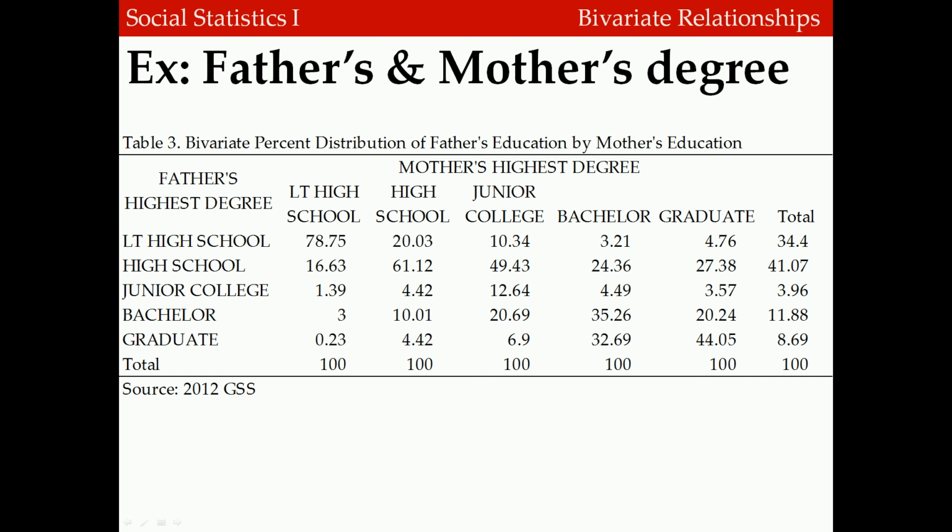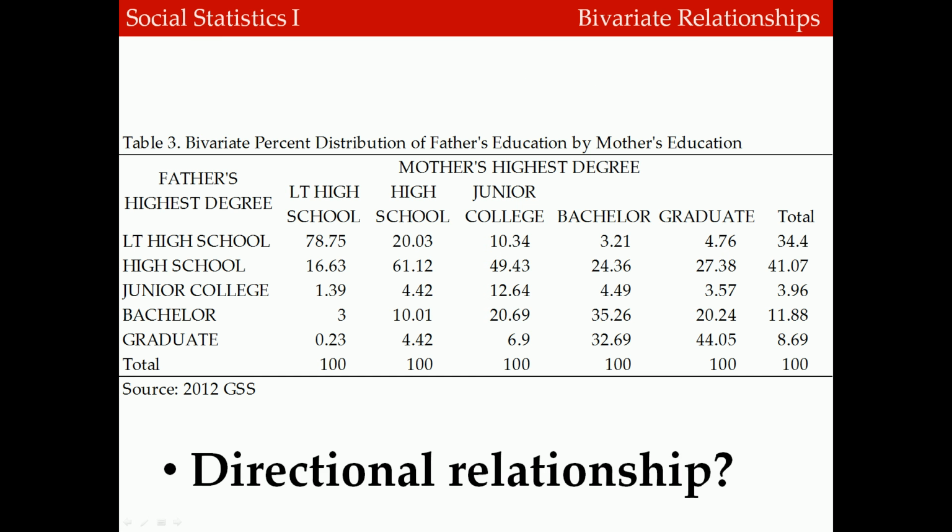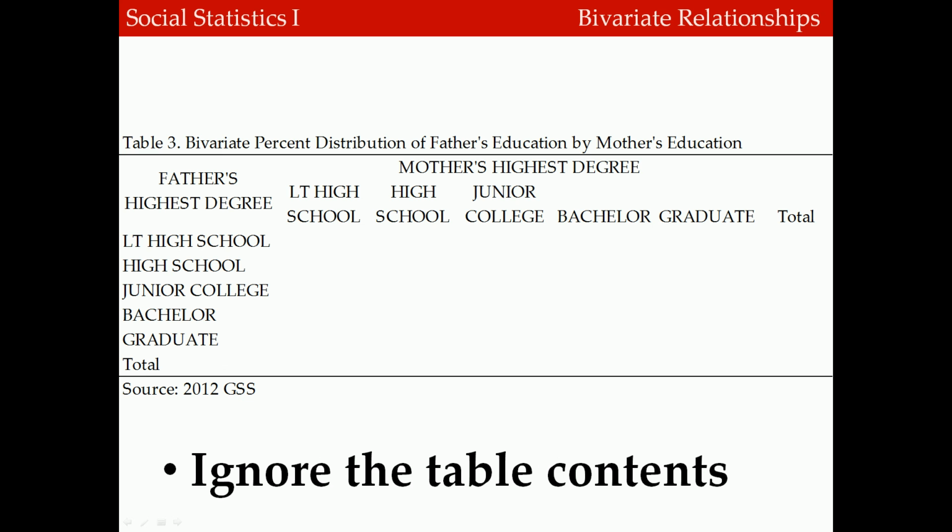Let's take a look at another example. This table shows us the bivariate distribution of mothers' and fathers' highest degree earned. Can we say something about the direction of the relationship? Well, notice that we have two variables that are measured on an ordinal level of measurement. And so yes, in this case, we can say something about the direction. So how do we figure out direction?